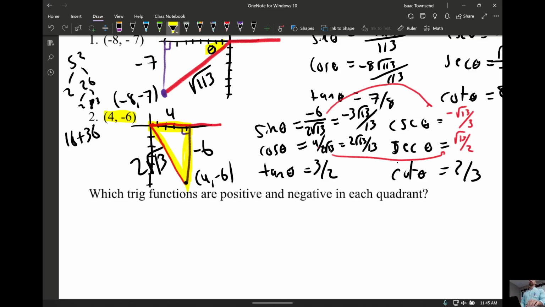Okay, so before we move on, are you guys okay with where this picture is coming from this point? Because that's what's different about that than what you've seen. Okay.